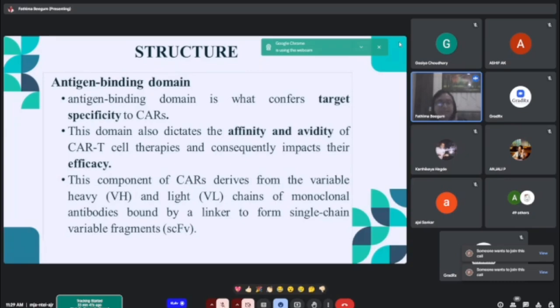And as I said, it consists of VH and VL, which are connected by a linker, and it forms a single chain variable fragment. This scFv is very important because in the CAR cells, the scFv will bind to the antigen that is present on the tumor cells. The antigen will have an epitope. You all may know about the epitope. So this scFv will bind with this epitope in the antigen.